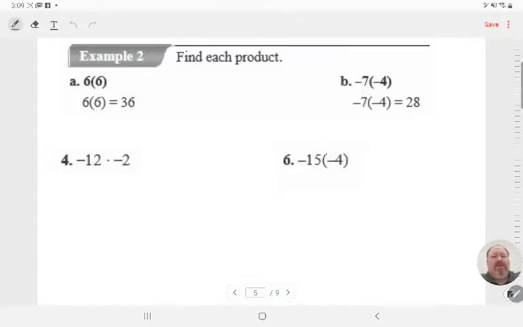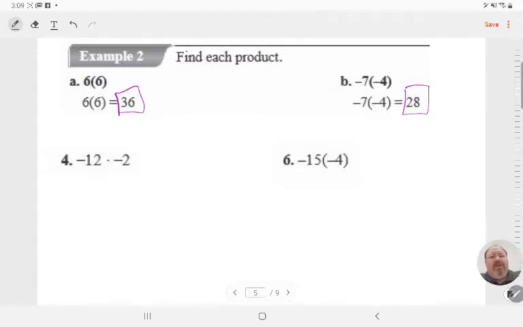All right, let's look at some examples. We have 6 times 6, both positive, so it's a positive 36. Then we have negative 7 times negative 4. They're both negative, so two negatives will make a positive, and it will be a positive 28. Now try these next two, and then come back and see how you did.